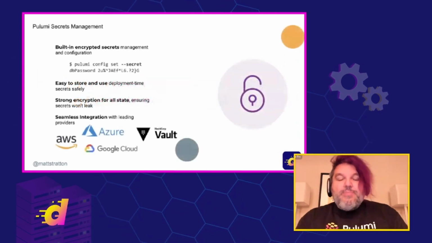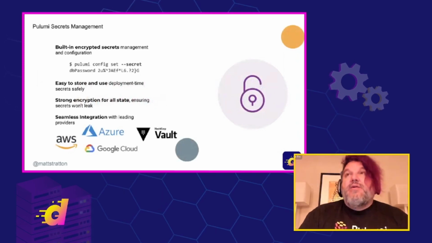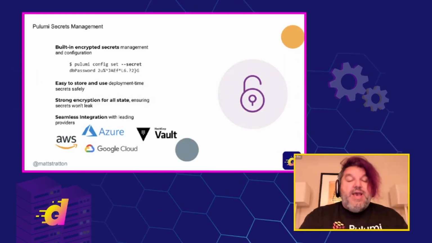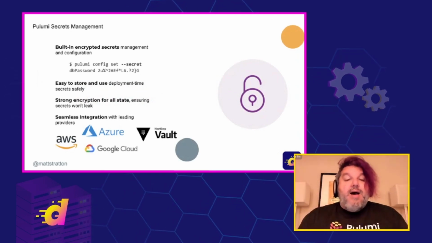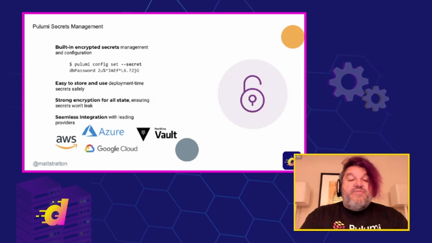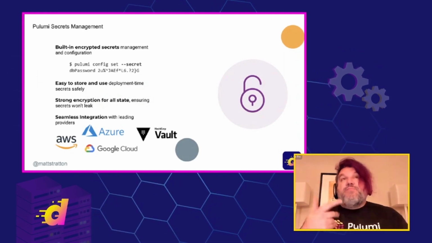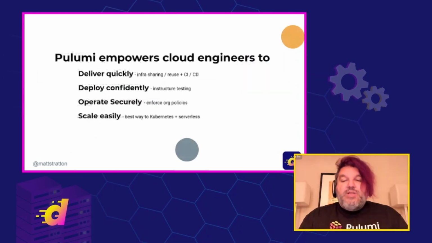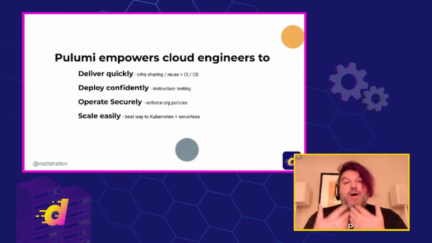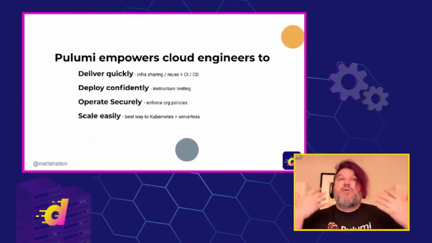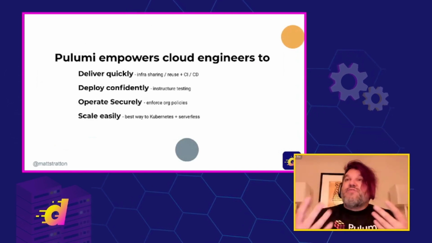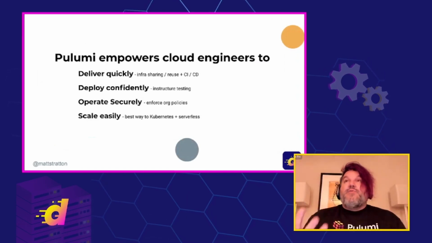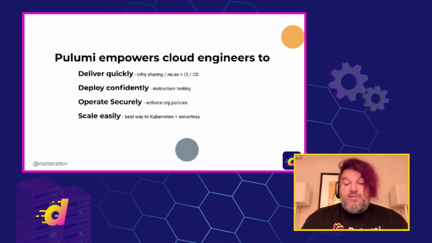And a couple of the places where this comes in is, again, how are we thinking about secrets? And secrets are a piece of this. Pulumi has built-in encrypted secrets management. There's quite a bit of ways that we keep that from exporting out to the console, getting in front of eyes that maybe shouldn't have to see them. And really, this is the thing. As we work through this, it empowers us as cloud engineers, the people who are building, deploying, and managing these services within the modern cloud. We can deliver quickly, we can deploy confidently, we can operate securely, and then help scale easily.